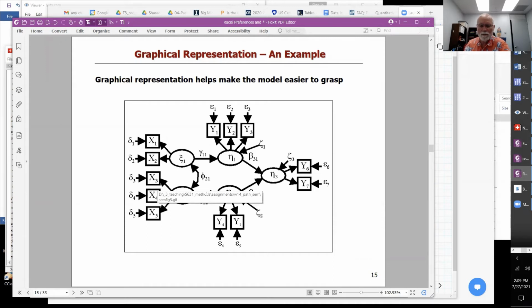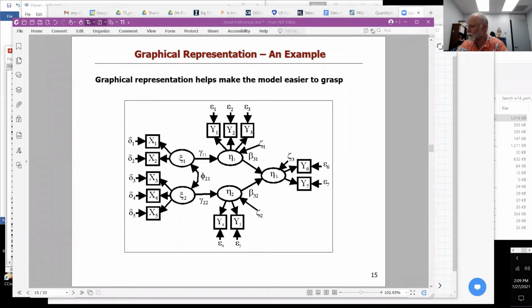So let's take a look at what we've got here. Our ultimate dependent variable is eta 3. That's a latent variable. In our data set, we have multiple indicators. That is, in this case, two observed variables which are being used to represent the latent variable. And now we have another element in the graph that we need to talk about.